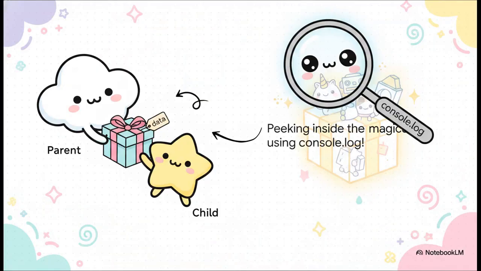Now sometimes, before we really start playing with the data, we want to peek inside the box to make sure it's exactly what we expect. And we actually have a magic magnifying glass for that. It's called console.log. By using console.log on the data inside the child component, it lets us peek right inside the box to inspect the wonderful data toy the parent gave us. It's for sure the best way to double-check your gifts.